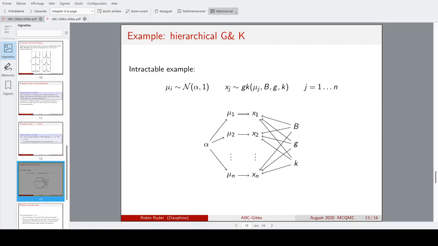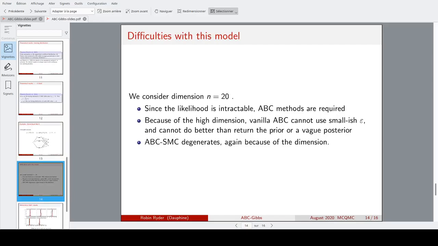Okay. I should note that it's not at all clear that there exist good approximations of the G and K distribution. So in the one-dimensional case, sometimes you can hope to get an approximate MCMC scheme. It's not at all clear how you would do it in this situation. And so it's quite natural to rely on ABC. And it's also quite clear that this is going to be difficult for vanilla ABC because of the large number of parameters. Here, you have basically n plus 4 parameters, and we're going to take n equals 20. Alright, so intractable likelihood, so ABC methods are natural.